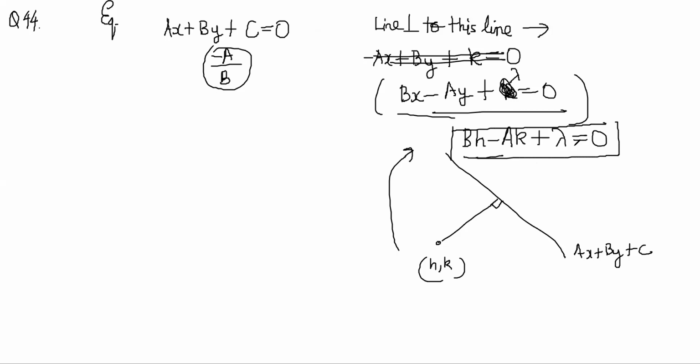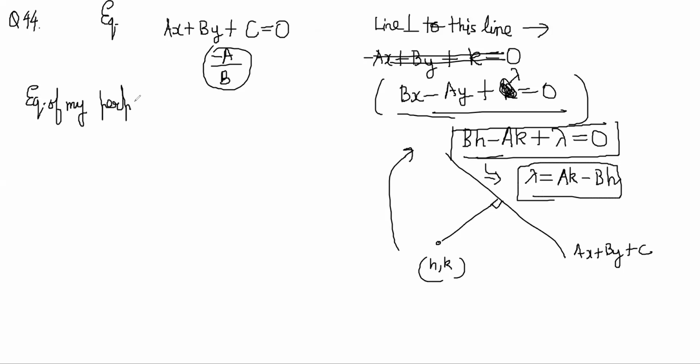Now, you have to find the equation of the straight lines passing through the foot of the perpendicular and bisecting the angle between the perpendicular and the given straight line. So lambda you have gotten, no? Lambda is equal to Ak minus Bh, from here only, right? So the equation of my perpendicular line is Bx minus Ay is equal to minus lambda. Minus lambda is Bh minus Ak. So this is my new equation, right?